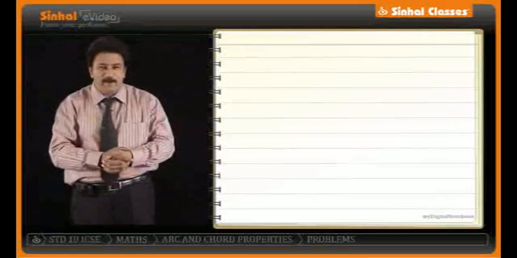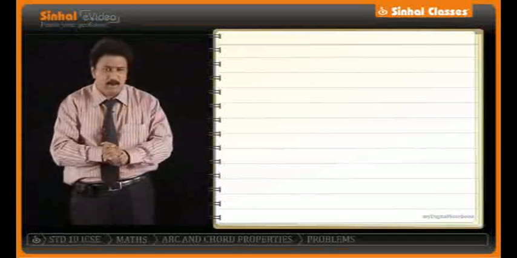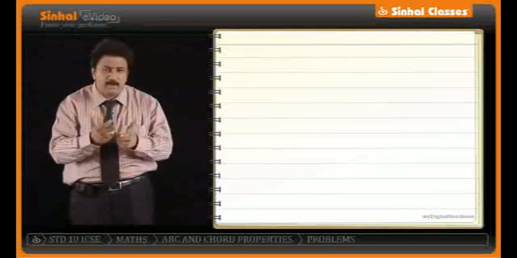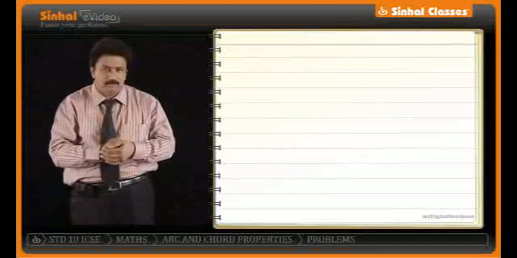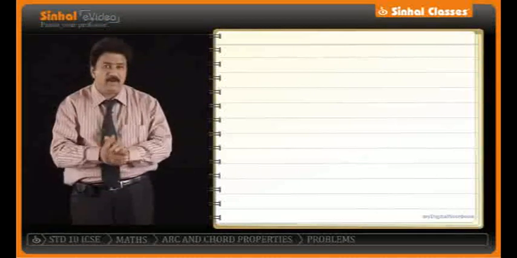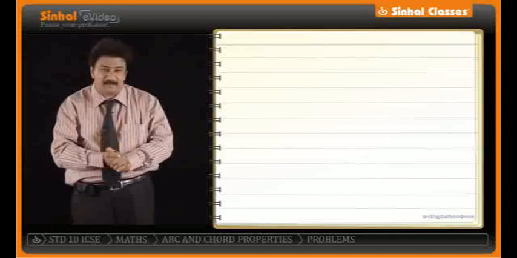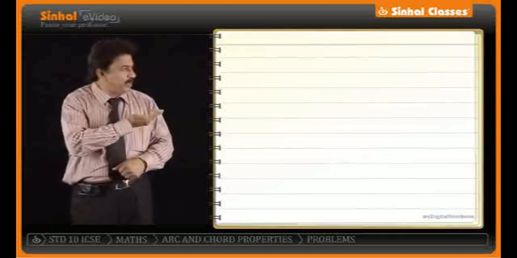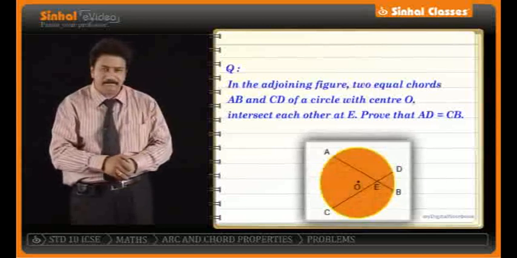Now see the next sum, what is given to you. It's a proving sum. All the proving sums are very interesting. Because there is no other numerical help given to you. It's a very good sum. In fact, all the proving sums are very challenging sums. See what is given to you in this sum. In the adjoining figure, two equal chords.